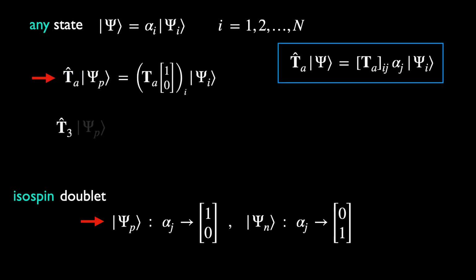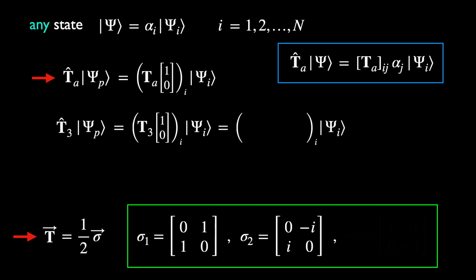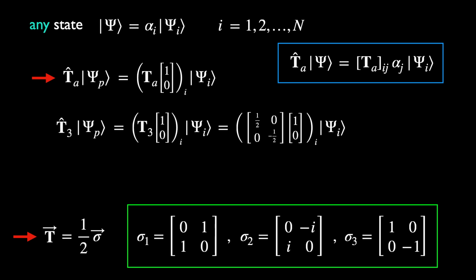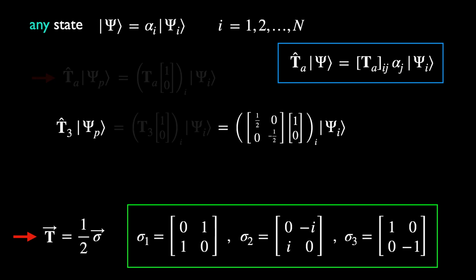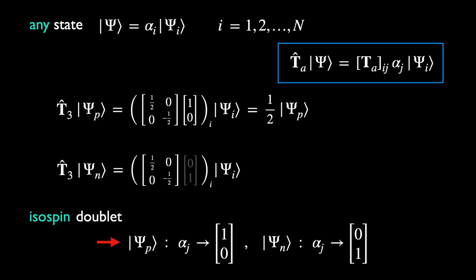Let's look at the action of the third generator. For SU(2) symmetry, the matrix T3 is just half times the third component of the Pauli matrices. This just gives half times the proton state. Similarly, the neutron state is an eigenstate of T3 with eigenvalue minus half.